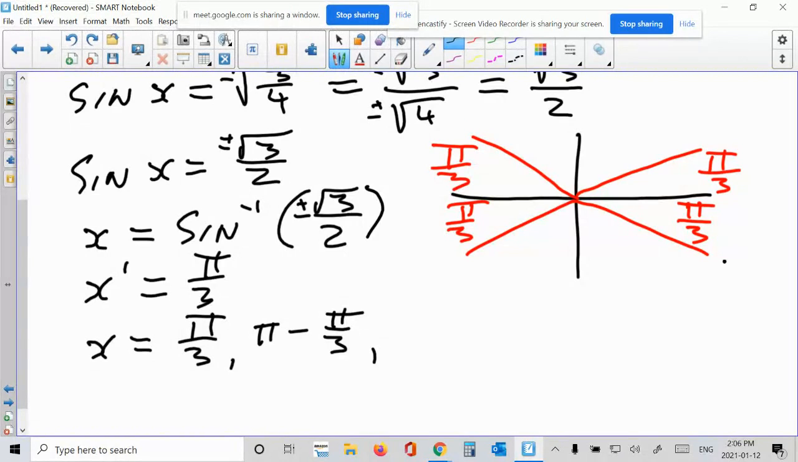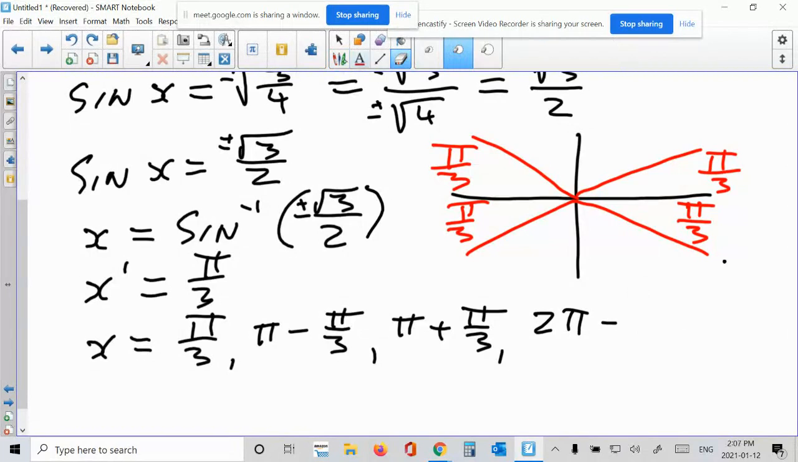How about the third quadrant angle? So I've gone past pi, and I'm another pi over 3 into that. So pi plus pi over 3. And then my fourth quadrant angle now. I've gone all the way around, past half, past 1, past 1.5. I didn't quite make it to 2 pi, so 2 pi minus pi over 3. Great. 2 pi minus pi over 3.